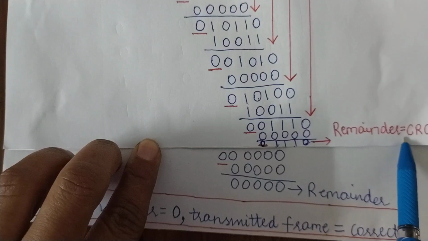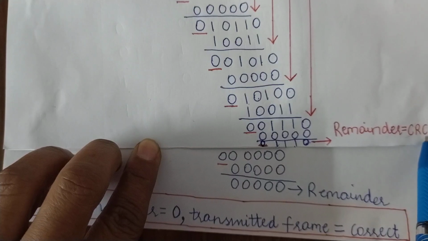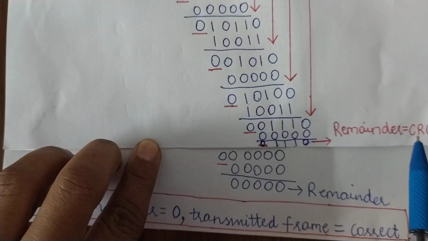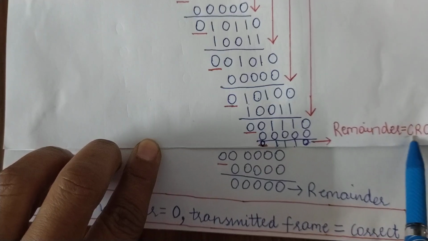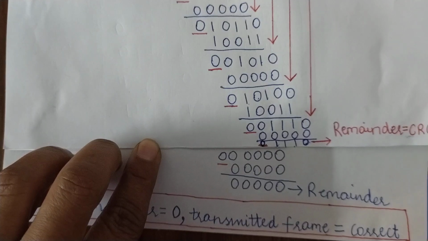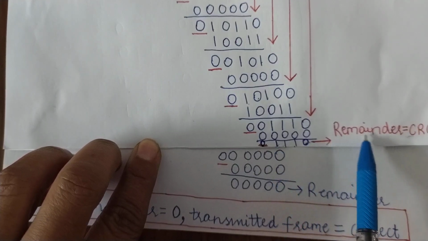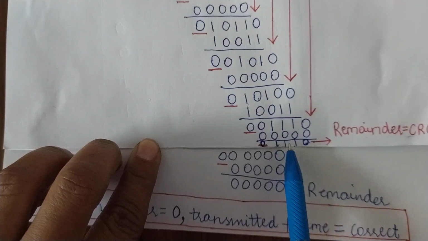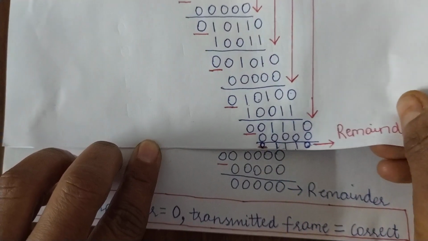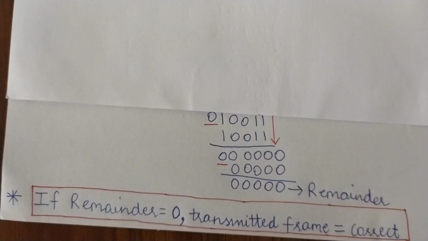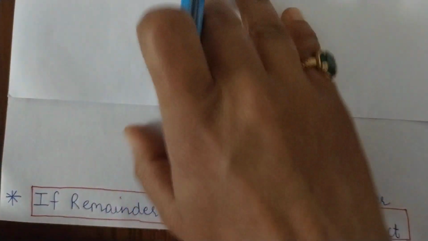Now remember, I said the length of the CRC should be equal to L minus 1 bits. The length of the divisor, which is L, is 5. So I am getting exactly L minus 1, that is 5 minus 1, which is equal to 4 bits. 1, 2, 3, 4. So this is my CRC. 1110 is my CRC code. Right? So this is how you find out the CRC.